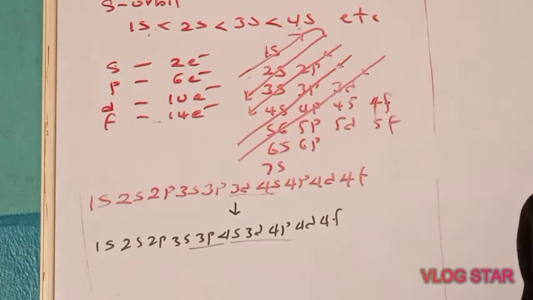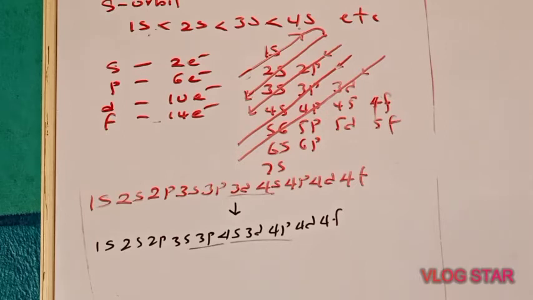So I said, right, the 3D is usually filled first before the 4s. That's why we have this order. The 3D is filled first before the 4s.